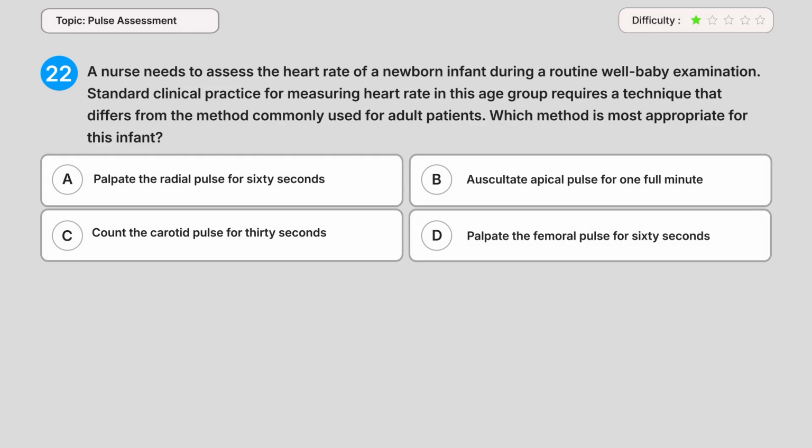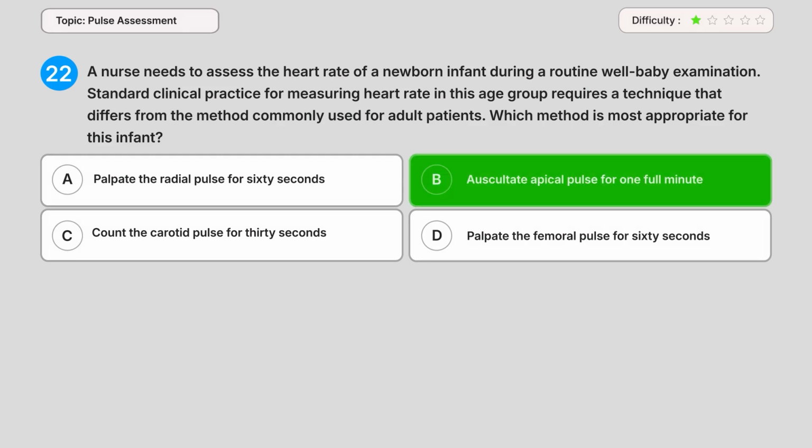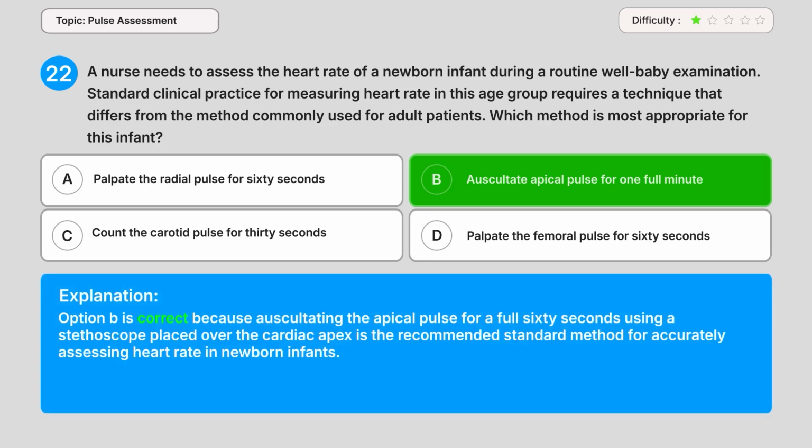Correct answer: B. Auscultate apical pulse for 1 full minute. Explanation: option B is correct because auscultating the apical pulse for a full 60 seconds using a stethoscope placed over the cardiac apex is the recommended standard method for accurately assessing heart rate in newborn infants.